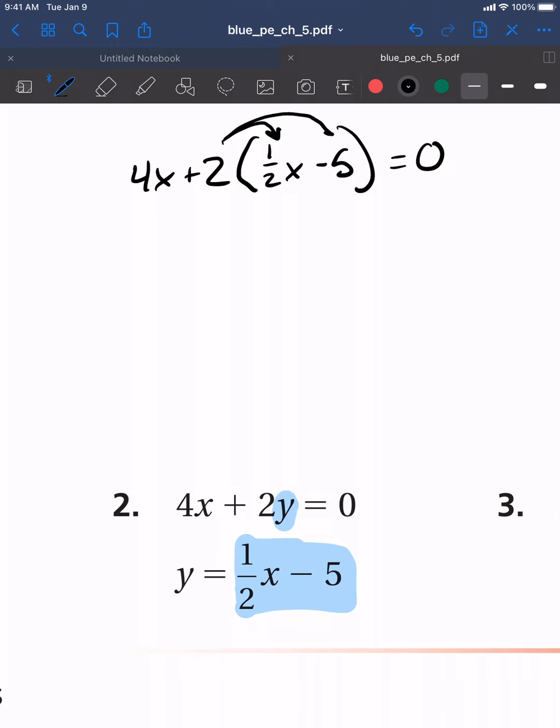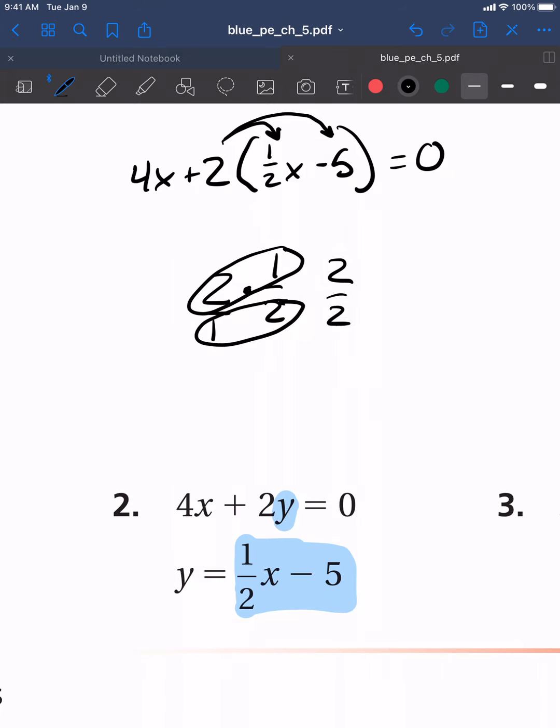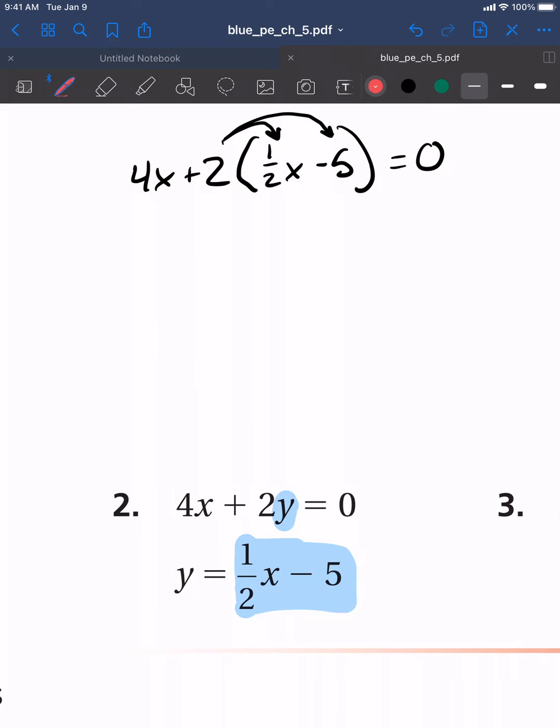Distribute 1 half. That would be 1, right? 2 times a half is the same thing as 2 divided by 2, so 1. Do you want to see how I know that? What's 2 times 1 half? Isn't that the same as 2 over 1 times 1 over 2? 2 times 1 is 2. I completely forgot that you did that with fractions. So 2 times a half x is how many x? 1x. Can I just write it like that? Sure. What's 2 times negative 5?